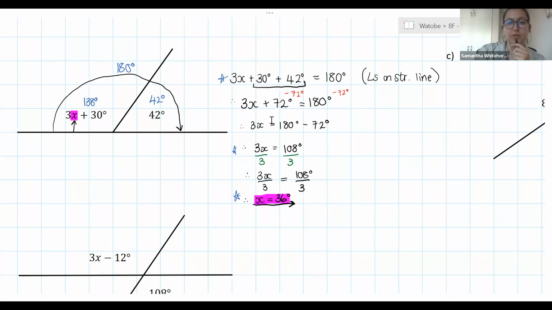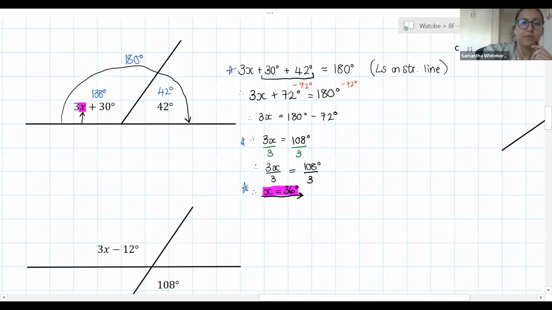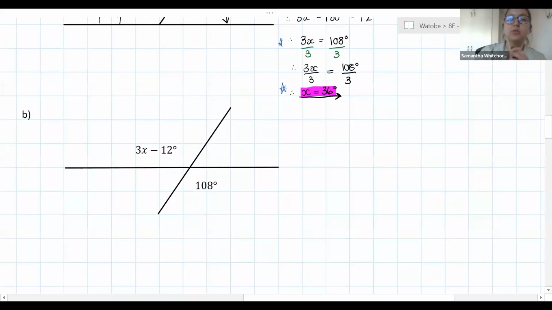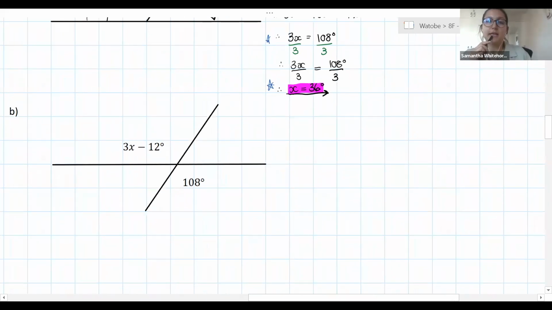Okay, I'm assuming we all have screenshots. Let's have a look at question B. So again, take a look. We've got two angles, 3x minus 12 and 108 degrees. Can someone give me a suggestion? You can either raise your hand, or you can put it in the chat. What geometric reason can I use to solve for x here?